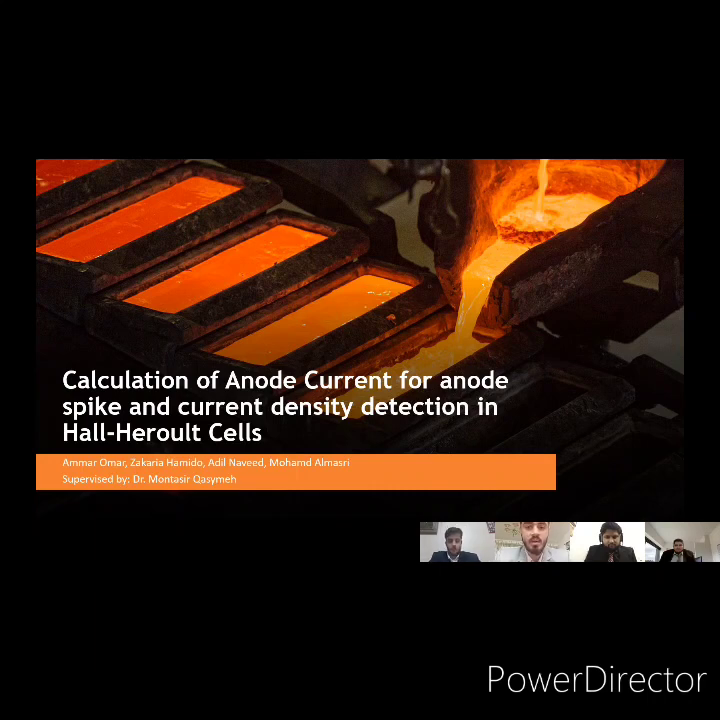Today, we're going to present the calculation of anode current for anode spike and current density detection in Hall-Héroult cells.